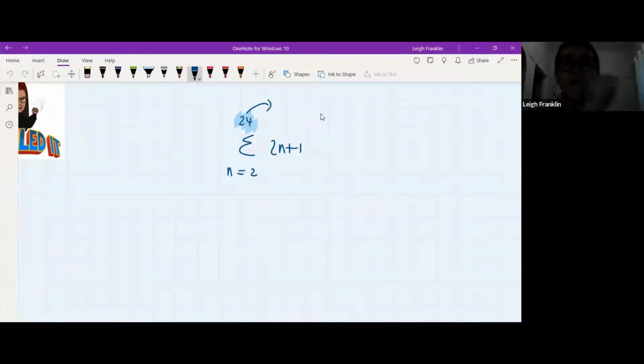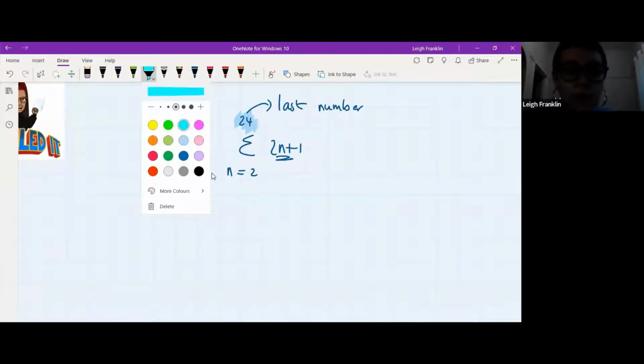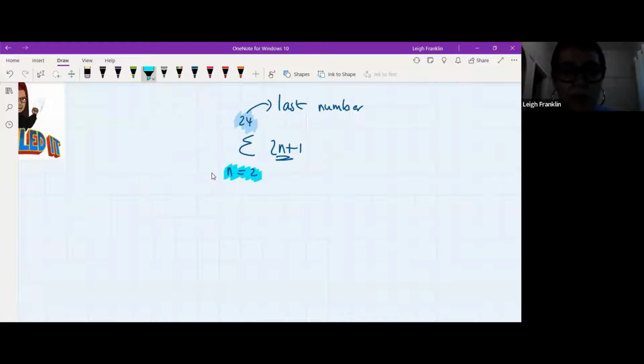Clinton, you're onto something. Okay, we'll come back to that now. So this is the last number subbed into the rule. What does the number underneath represent? What is this over here? I'm going to highlight this in a different color. What does this represent? It is the first number.